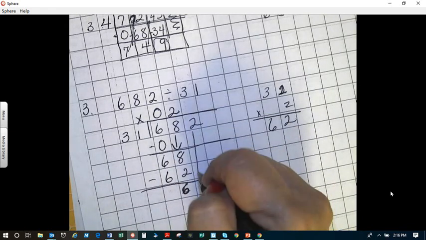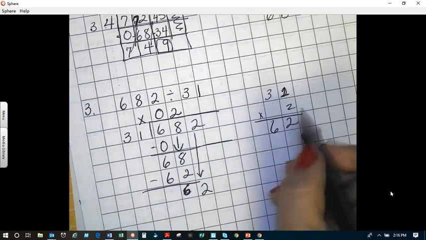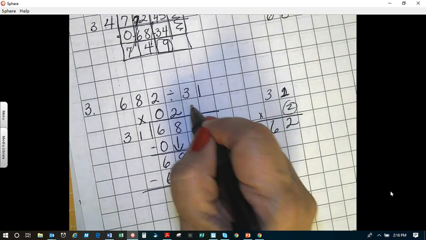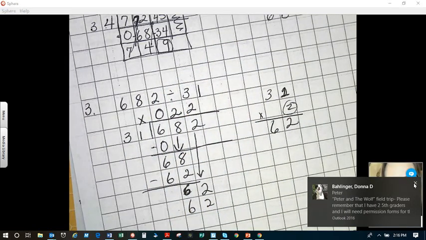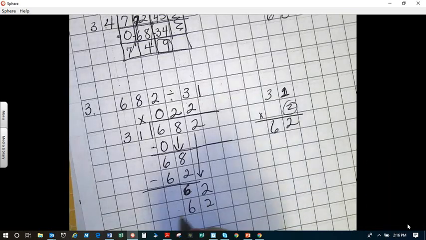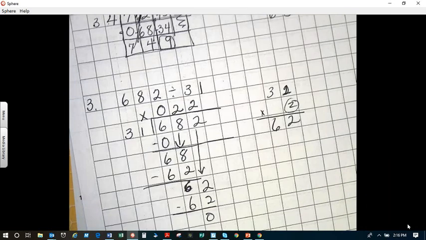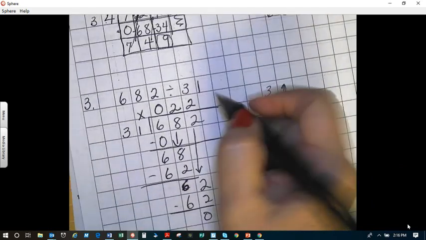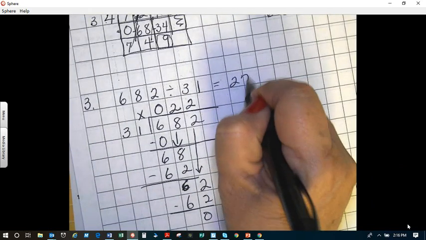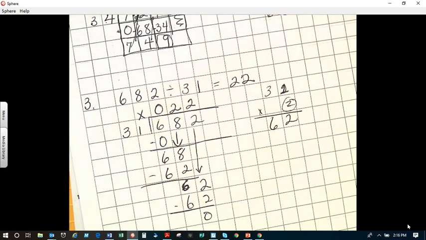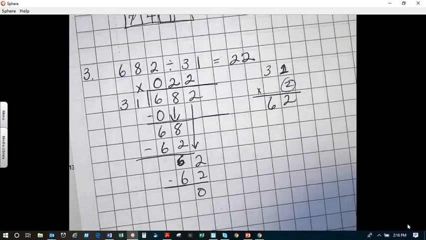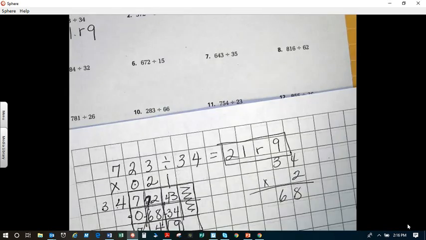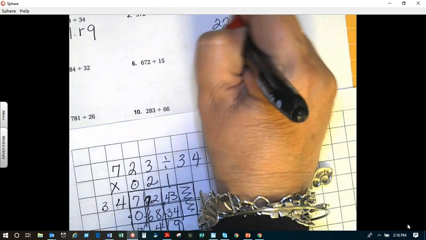And I'm going to bring down my next 2. And look at that. I've already solved that one there. So 2 times 31 equals 62 with 0 left over. Alright, okay, so my answer is 22. Alright, next one. Let's move over to number 5. So this is 22 is my answer.